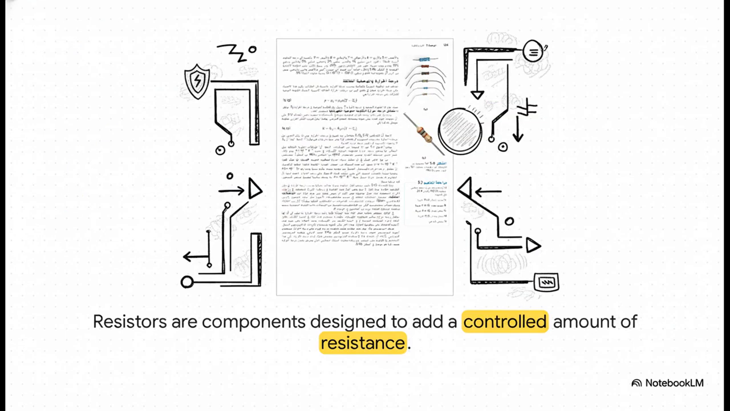And resistance isn't always a bad thing. In fact, it's so useful and so important for controlling electricity that we've actually made components specifically to provide it. These little guys are called resistors. They are absolutely essential in electronics for controlling how much current flows to different parts of a circuit, making sure all the delicate components get exactly what they need.